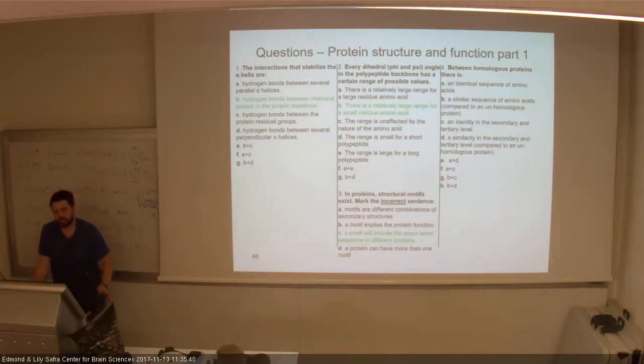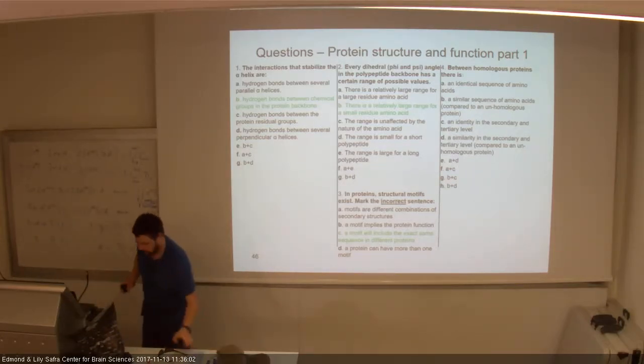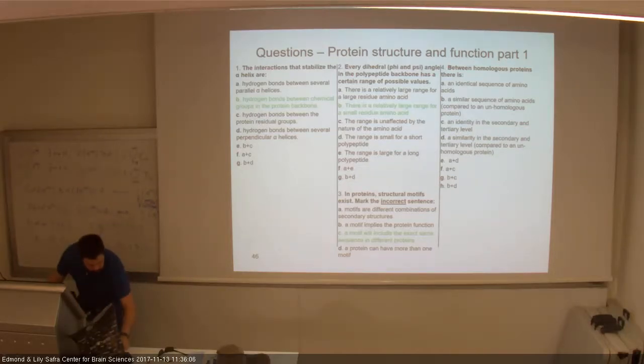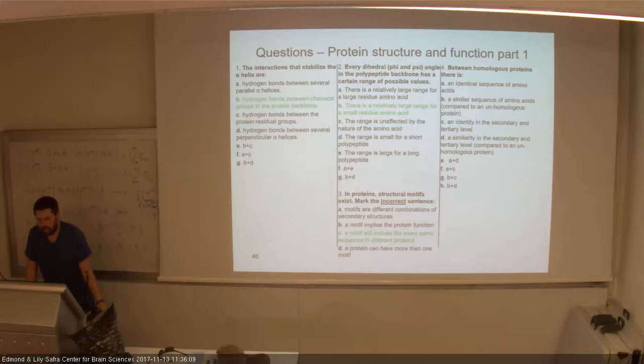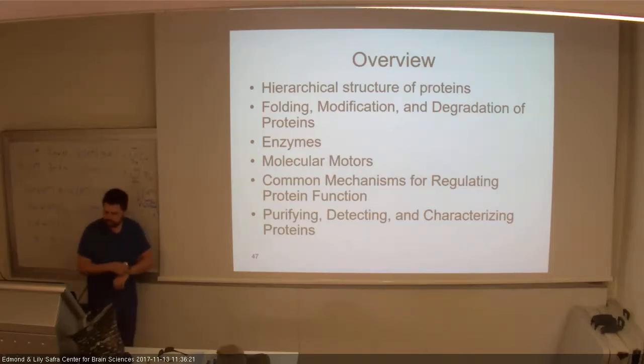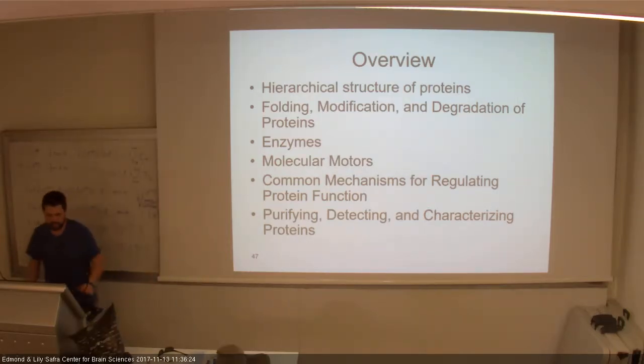Again, what we see in nature is that for a certain sequence of amino acids, you have a certain structure. It's not that for a different sequence of amino acids, you will get the same structure. There will always be deviations in the structure because of the identity of the different amino acids. So, a similarity in the secondary and tertiary level? Yes. Okay, so it's B and D. And good.